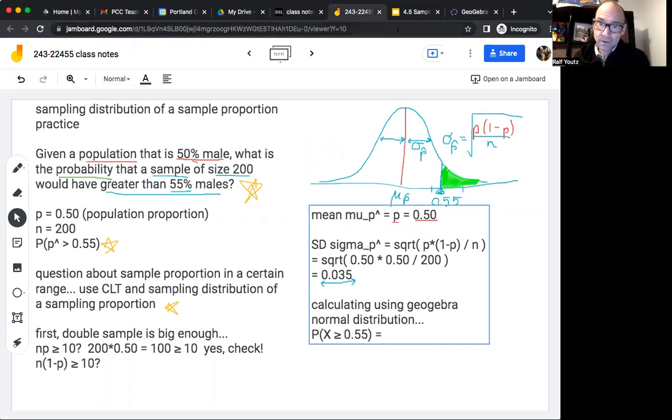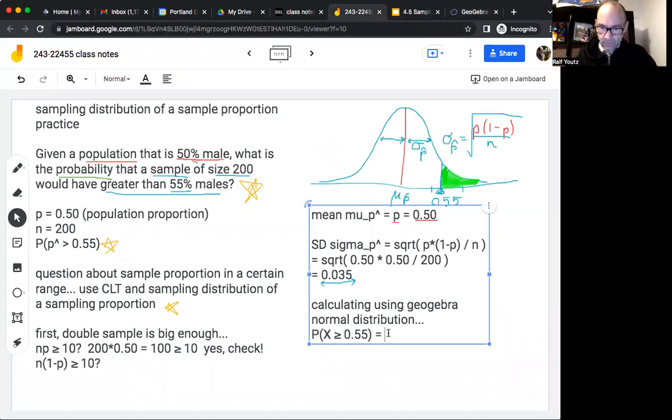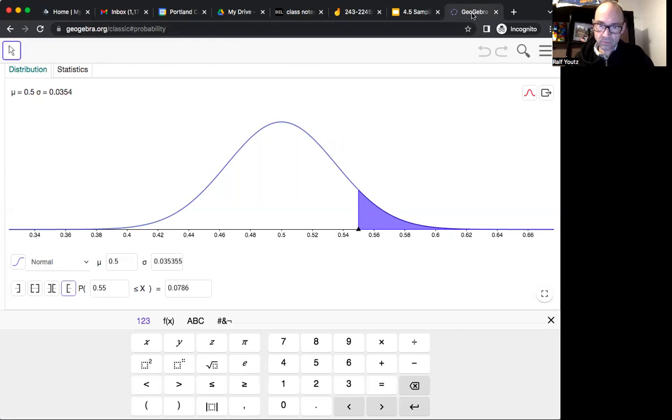Hey, yeah, that's 0.786, the probability of ending up with a sample of 200 members of this population of half men with 55% or more men in it. Let's write down that conclusion. 0.786. Did I remember that number?